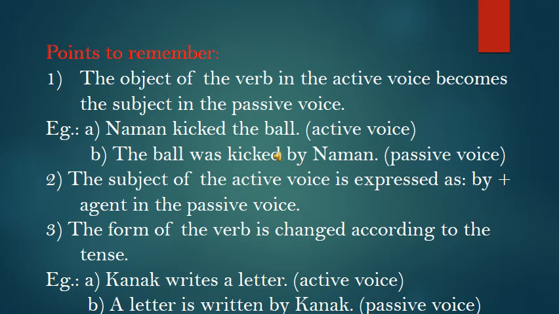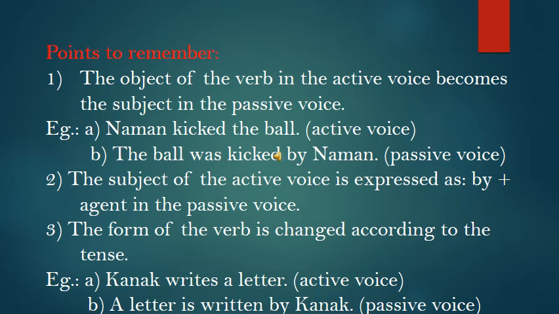Let us make it more clear through an example. Naman kicked the ball. As we saw, Naman is a subject, kicked is the verb, and the ball is an object. Here, Naman is the doer of action, so this sentence is in active voice. When we are converting it into passive voice, the ball, which is an object in active voice, will become the subject in passive voice. The ball was kicked by Naman.